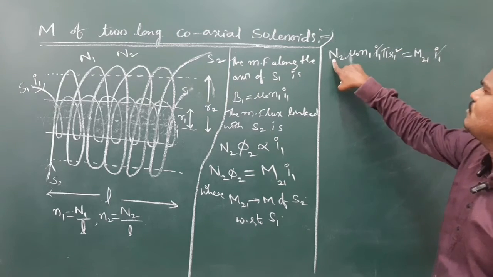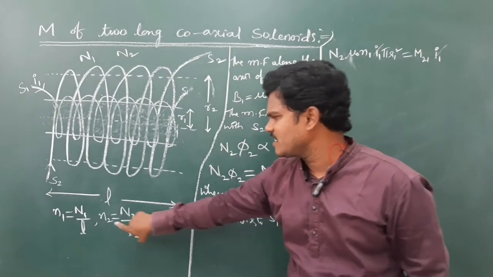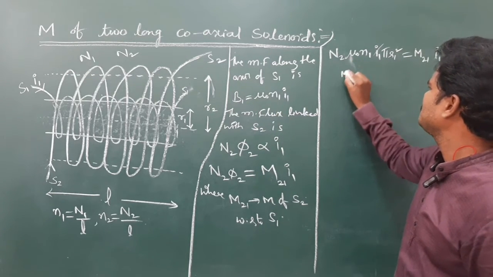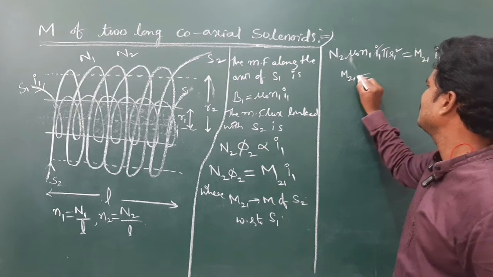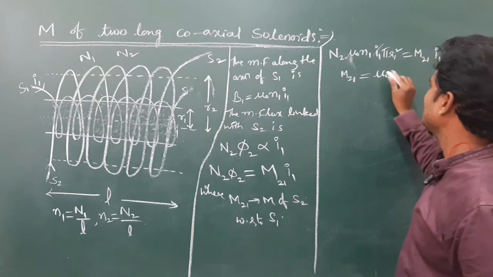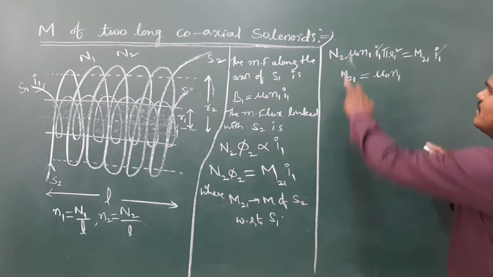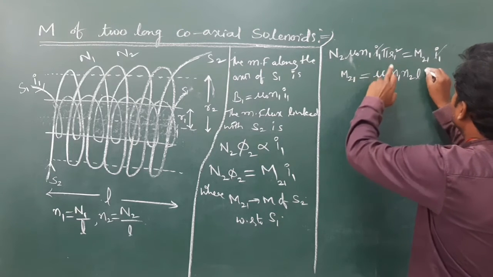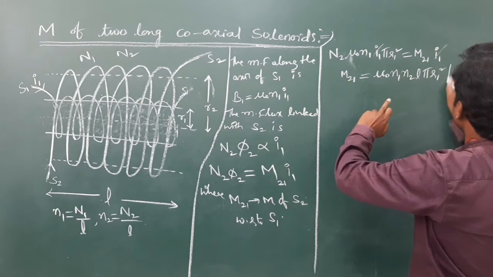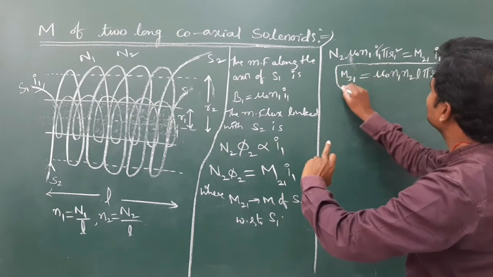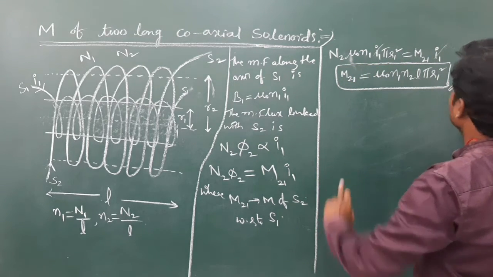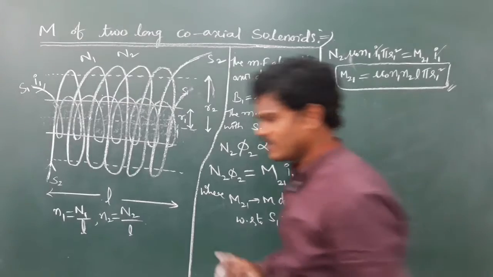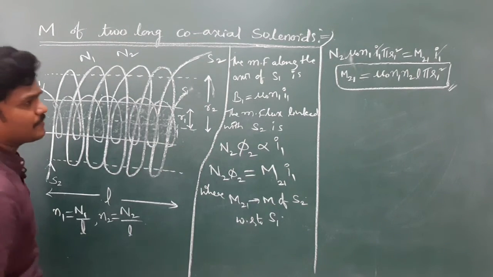Then N2 we can write as small n2 l. So M suffix 21 is equal to mu naught n1, this n2, let me write small n2 into l, and one more is pi r1 square. See, this is the mutual inductance of the second solenoid with respect to the first solenoid.